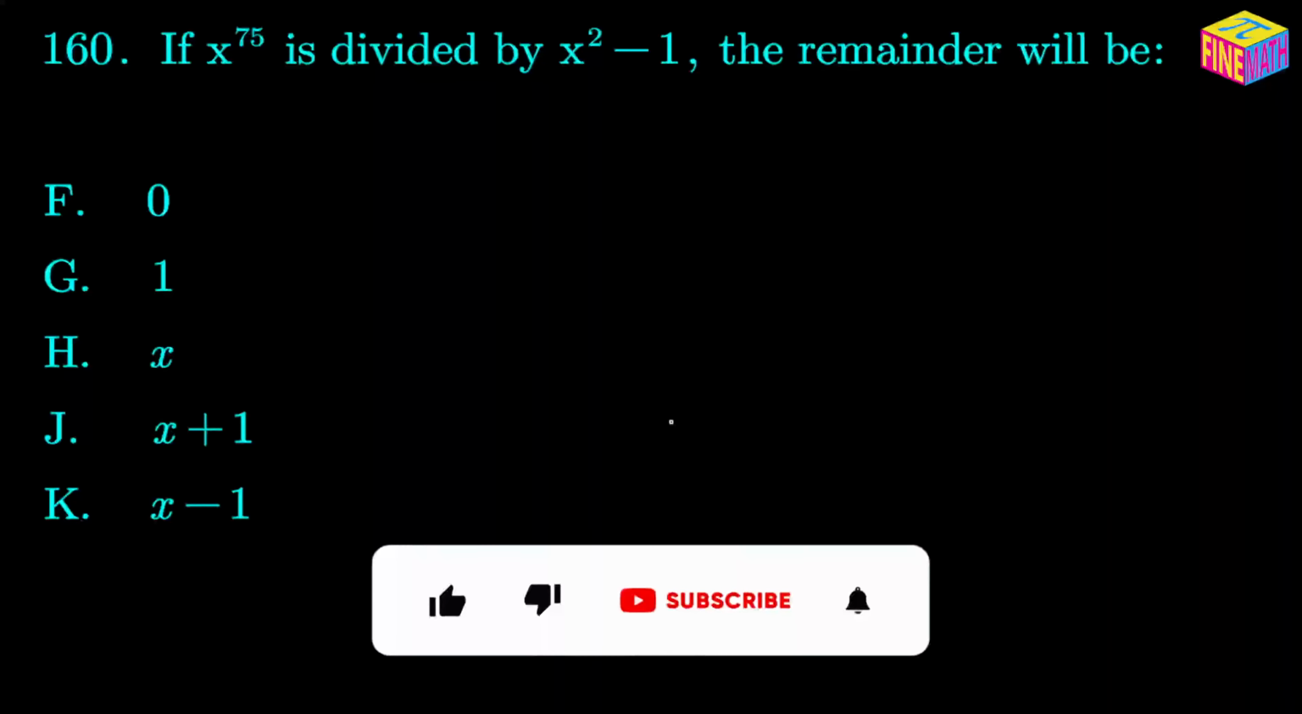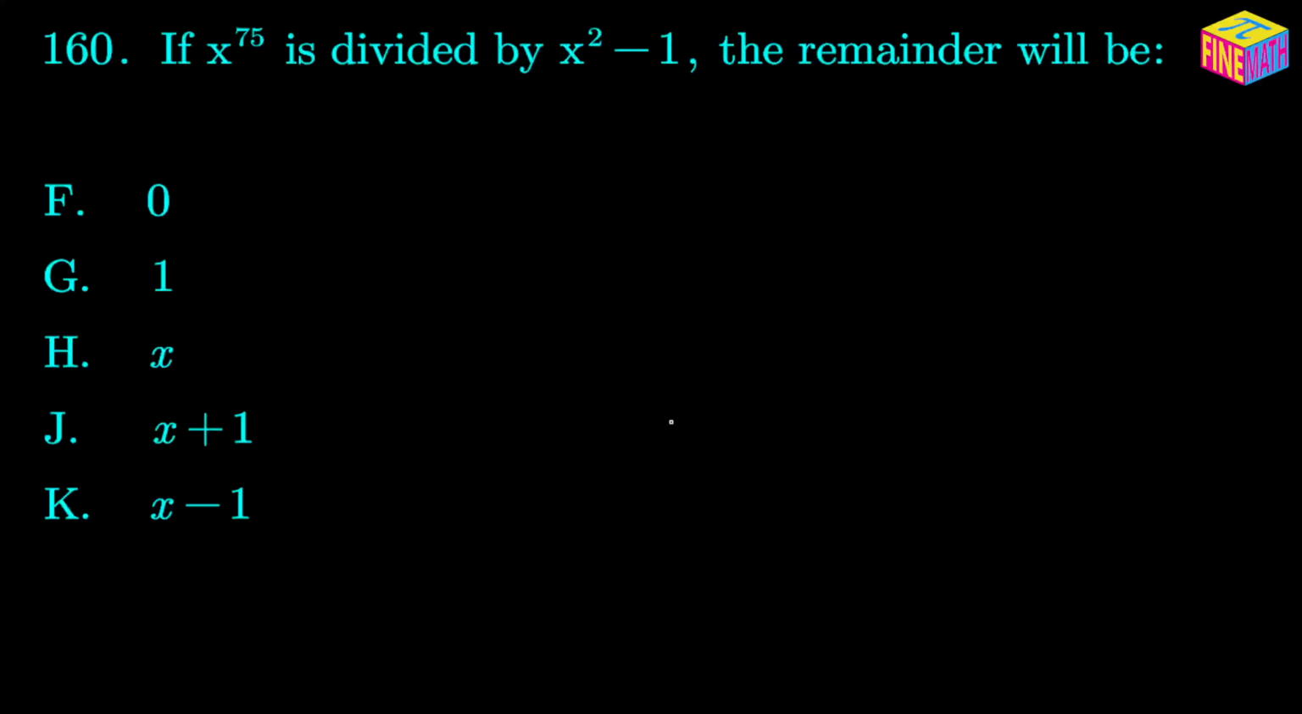So let's get started. Here the question says, if x to the power 75 is divided by x squared minus 1, the remainder will be which of the following 5 options? This is clearly a problem from the remainder theorem. So what is the remainder theorem?